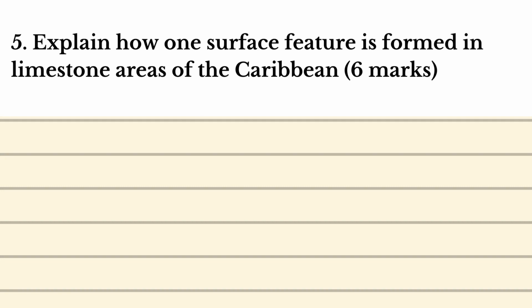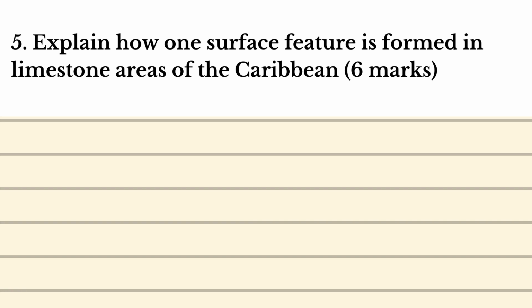Number five says, explain how one surface feature is formed in limestone areas of the Caribbean. And so this is similar to the previous one, but now you are expected to talk about a surface feature. So you could talk about any of the depressions, you could talk about the formation of gorges, you could talk about the limestone pavement, you could talk about tower karst or cockpit karst, any of those surface features you could talk about. Remember, you are only asked to talk about one.